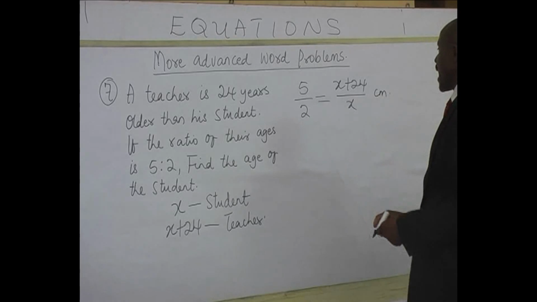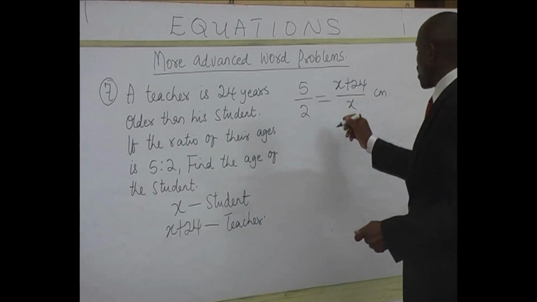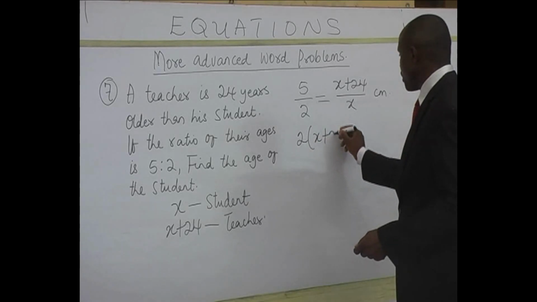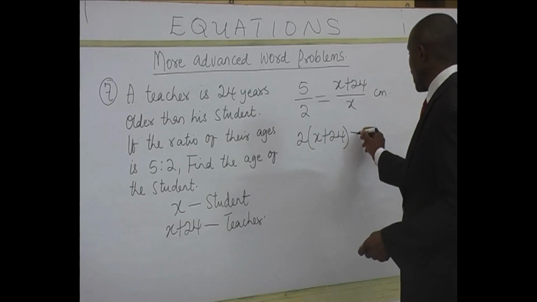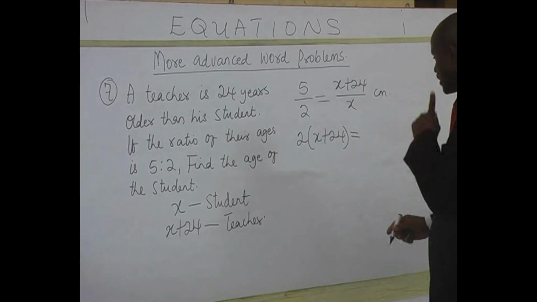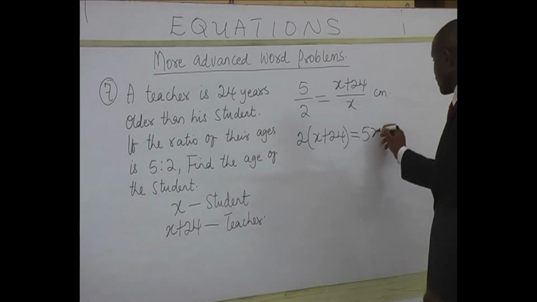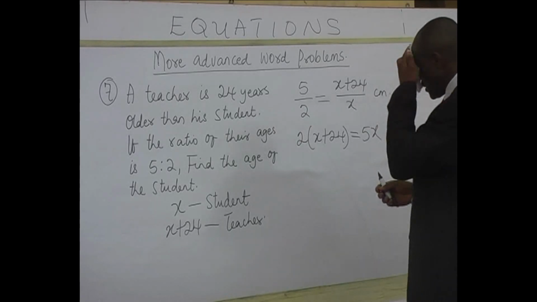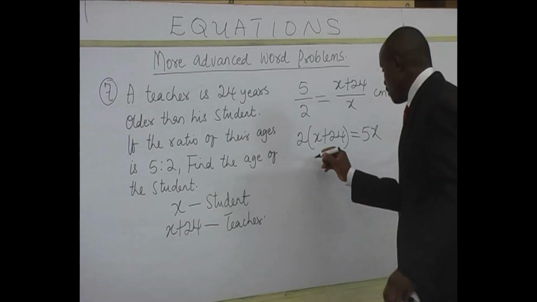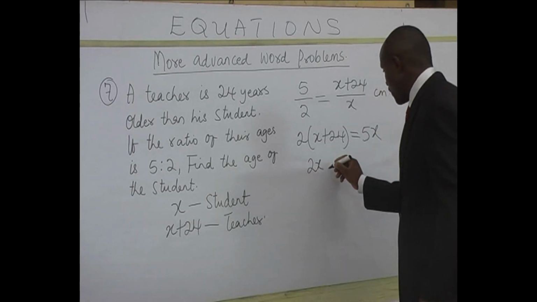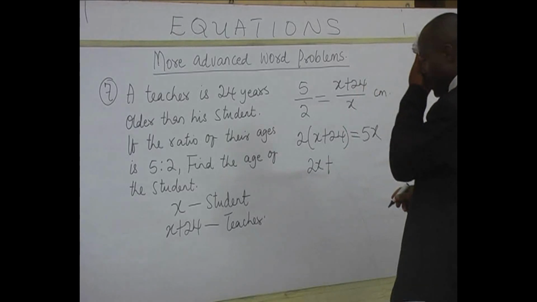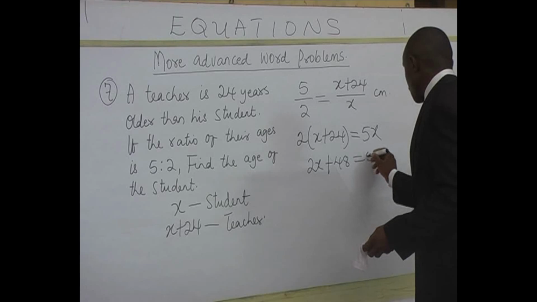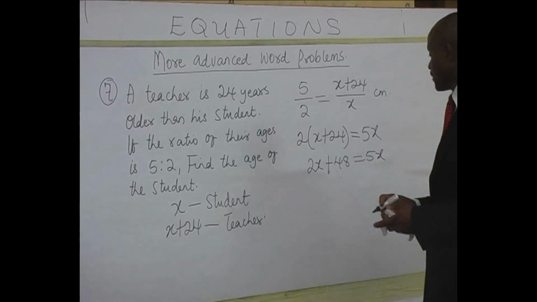You can cross multiply. 2 times X plus 24 will give you 2 into X plus 24. It's going to be equal to 5 times X, which gives you 5X. Now remove brackets. 2 times X gives 2X, plus 2 times 24 gives 48. It's equal to 5X.